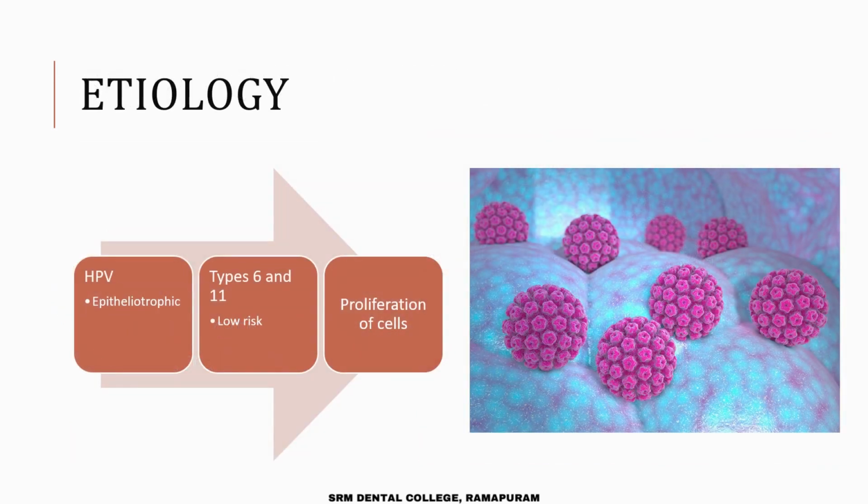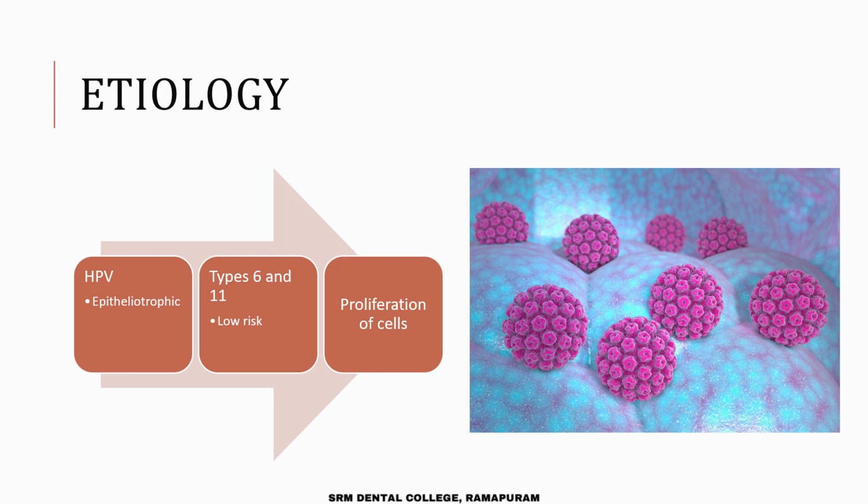So what actually causes this lesion? So what is the etiology? Squamous papilloma is caused by human papilloma virus type 6 and type 11. Human papilloma viruses are double-stranded DNA viruses belonging to the Papillomaviridae family. Human papilloma viruses exhibit a special affinity or tropism for squamous epithelium and may infect your skin or your mucosa. Hence, they are called epitheliotrophic viruses.